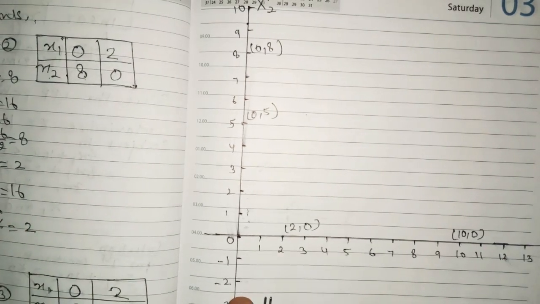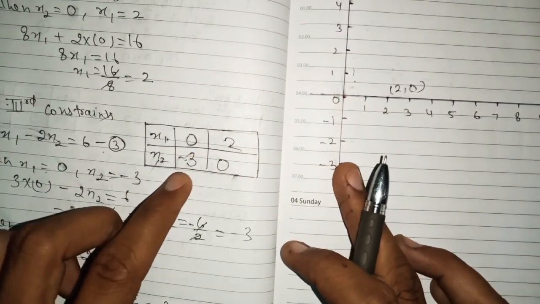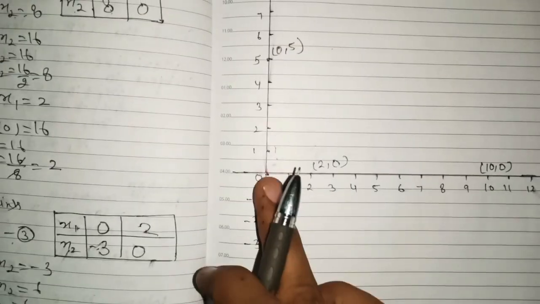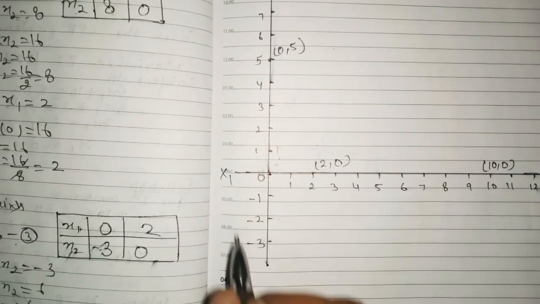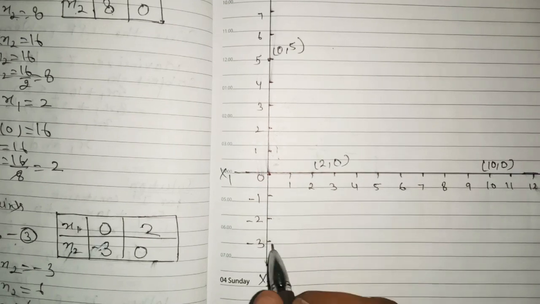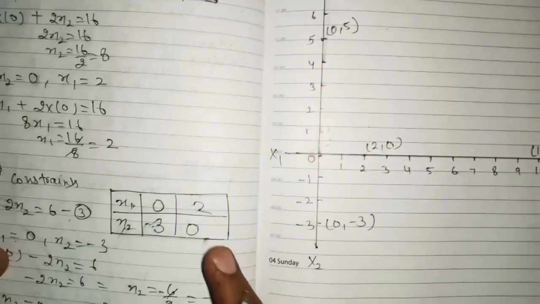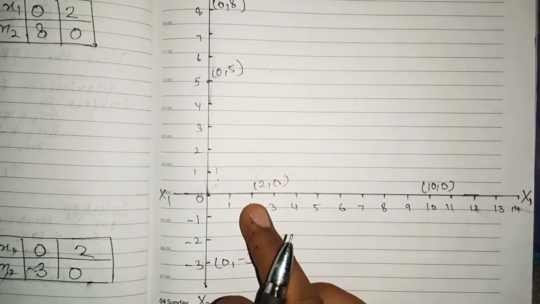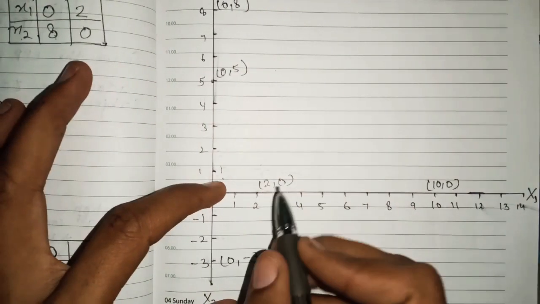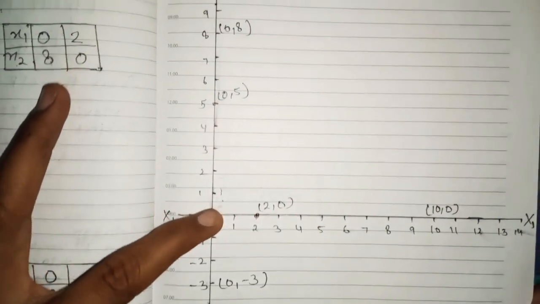And now for the third constraint, the x1 value is 0 and the x2 value is minus 3. This is x1, this is x2. So 0, minus 3. For the second point, the x1 value is 2 and the x2 value is 0. This is the common point. So these are our points in the graph.